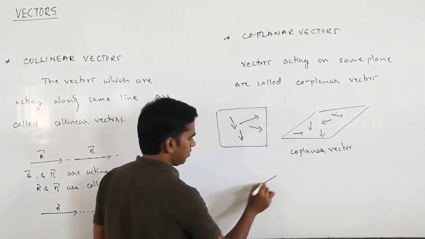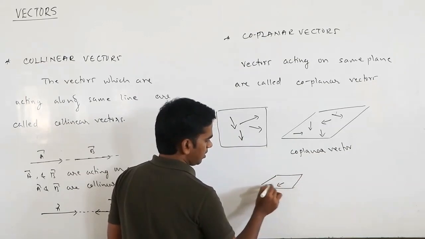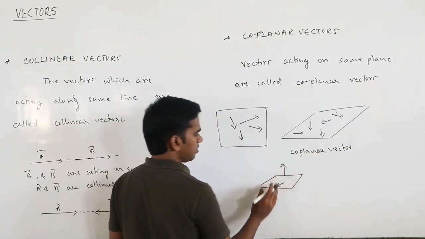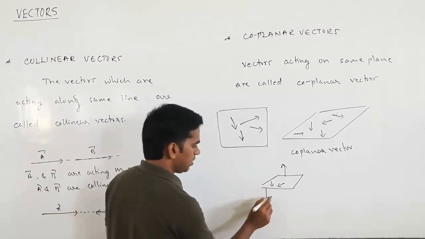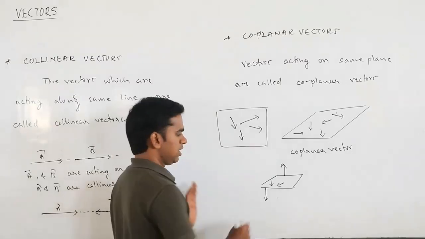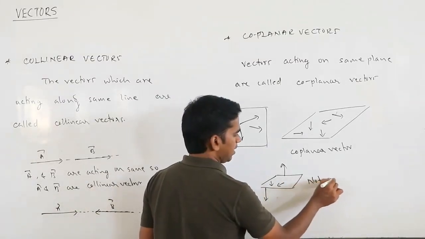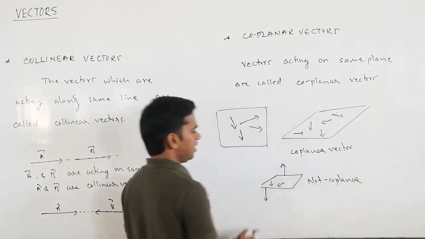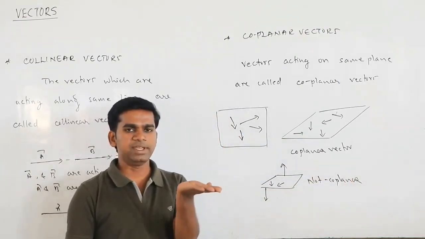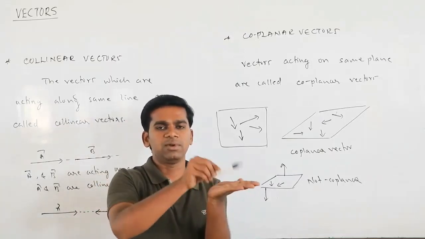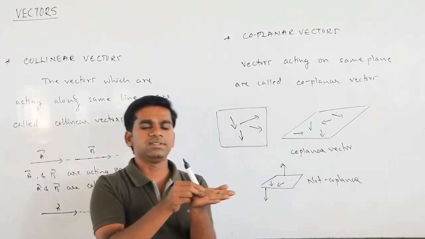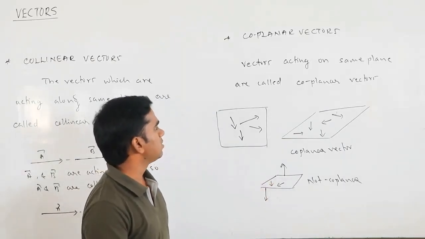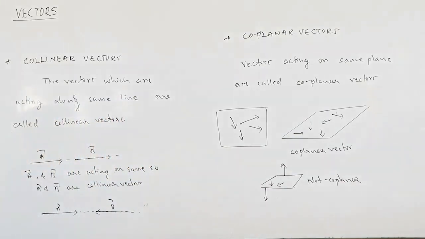Instead, if you have a plane over here and some vectors are standing on it, and another vector is coming out of the plane, that is going to be in another plane. So this is not coplanar. I hope you are getting what I am saying. If you take a plane, any vectors on that plane are coplanar vectors. If something is in another plane, that is not coplanar. So remember, coplanar vectors are the vectors which are acting on the same plane.